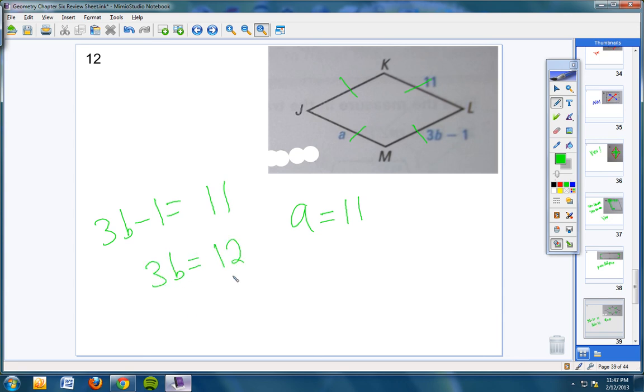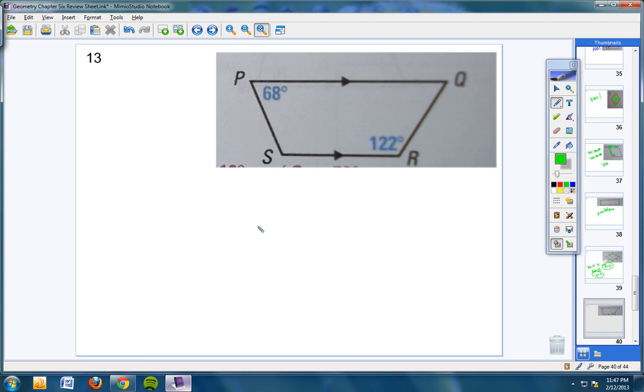That would give us 3b equals 12. Now let's divide both sides by 3, and b equals 4. There we go. Moving on to number 13. We have a trapezoid. It says find S and T. No, find S and Q. There is no T. All right.